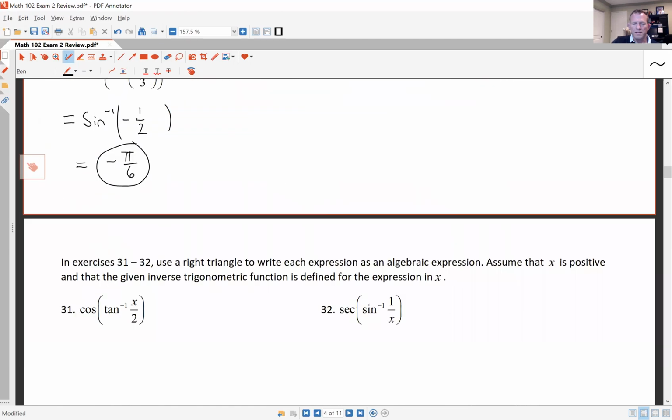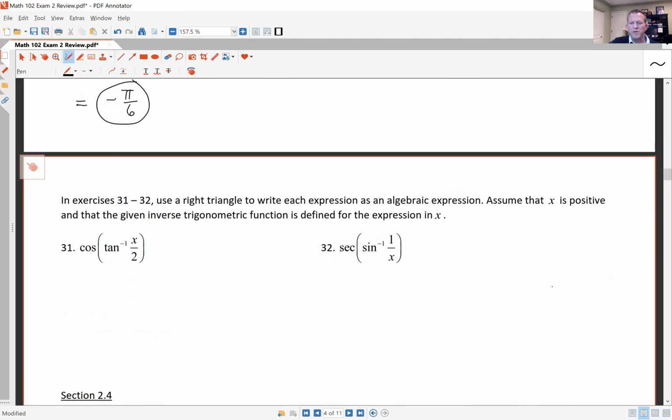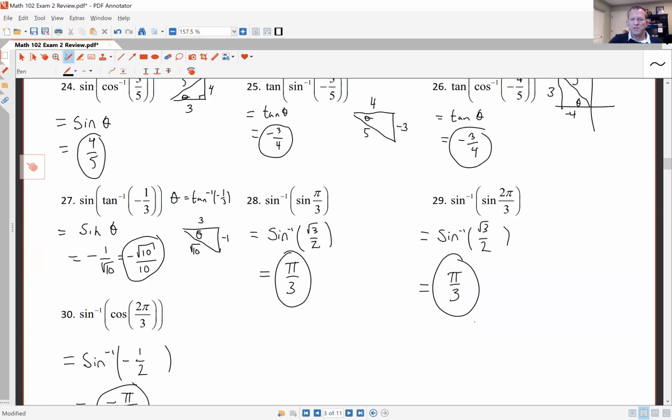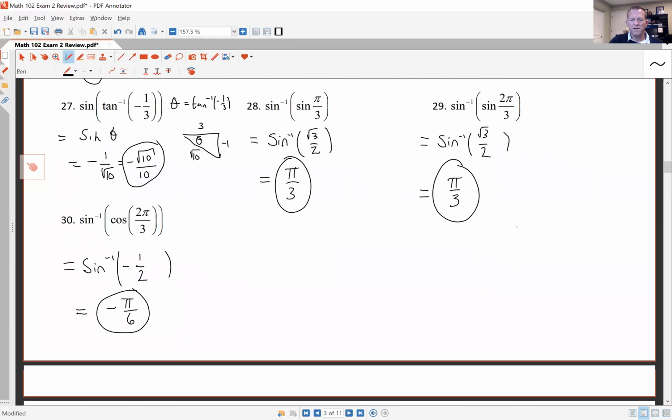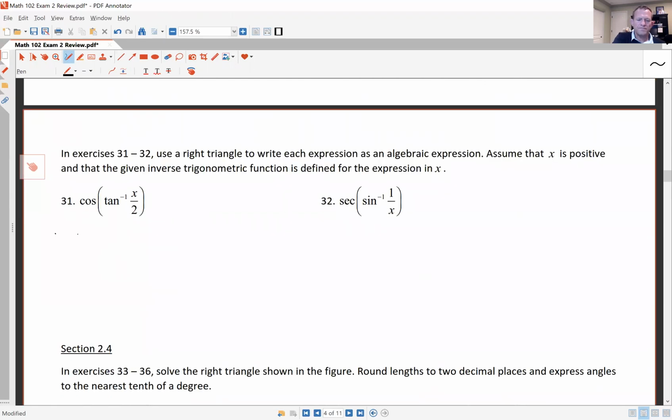All right. Use a right triangle to write each expression as an algebraic expression. Assume that x is positive and that the given inverse trigonometric function is defined for the expression in x. All right, so these problems are similar to the problems up here where I kept drawing diagrams, but they just have variables in them now. So we let theta equal the expression inside. So the angle theta is such that the tangent of that angle is x over 2.